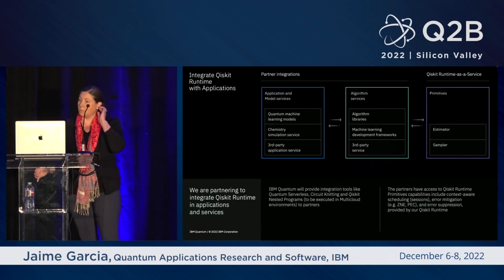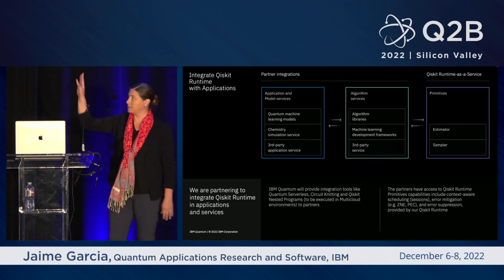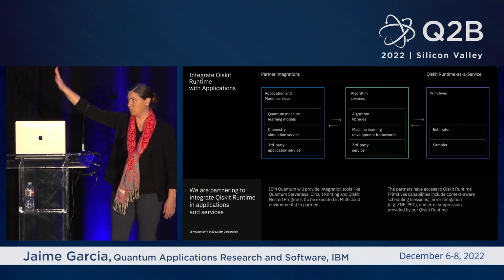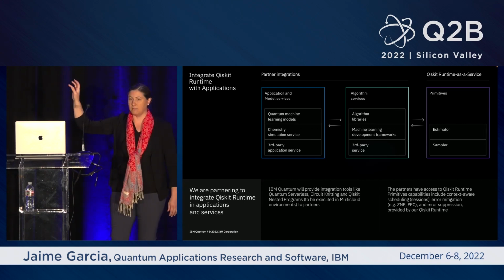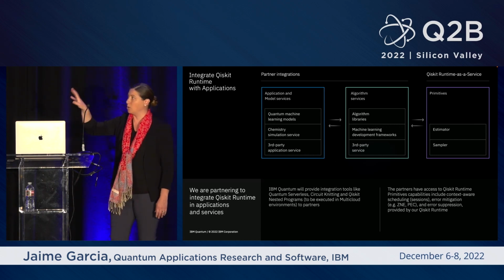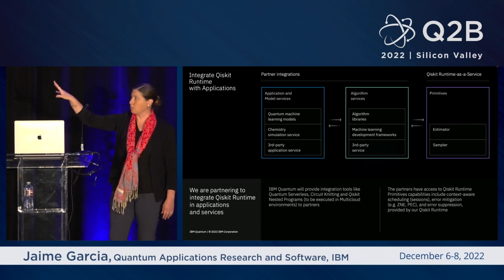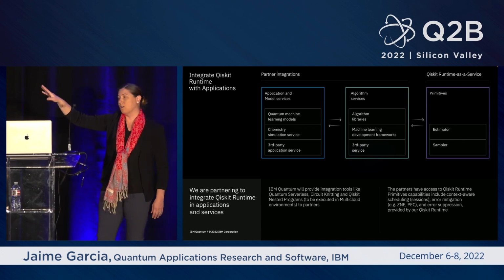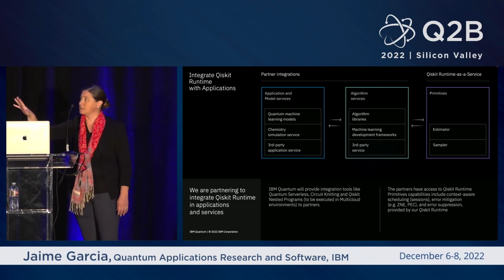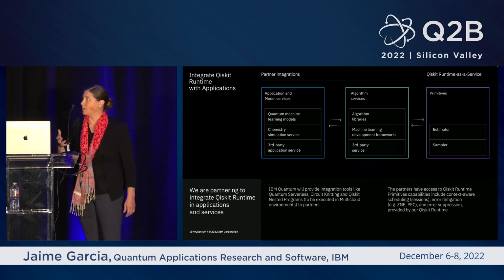And this is essentially what it looks like. So the Qiskit Runtime as a service is what we're developing. We have these sampler and estimator primitives that are a part of Qiskit Runtime. And when we partner with folks that are doing the integrations, what they're looking at is mainly the application model services, algorithm services, and things of that nature that rely on and call on the estimator and sampler.